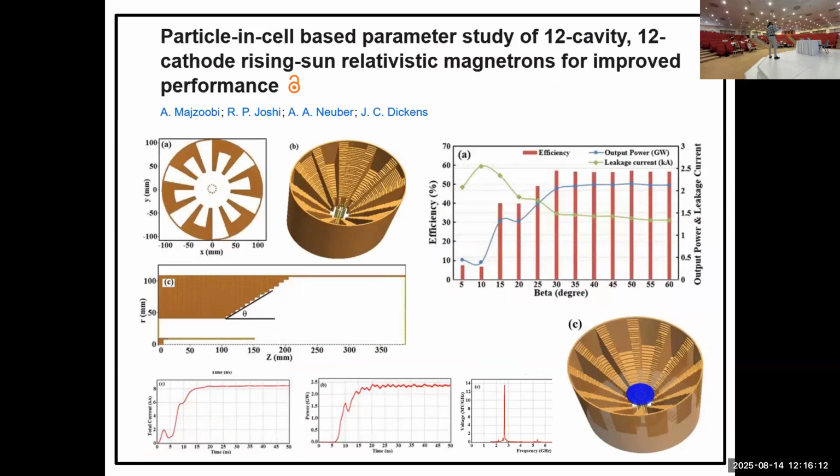This is another paper by, I think, this group at Texas Tech. I think they worked closely with UNM as well, so they were able to replicate the Chinese paper on CST, but they never did any experiment. And they added this end cap as well, just to stop electrons from leaking.